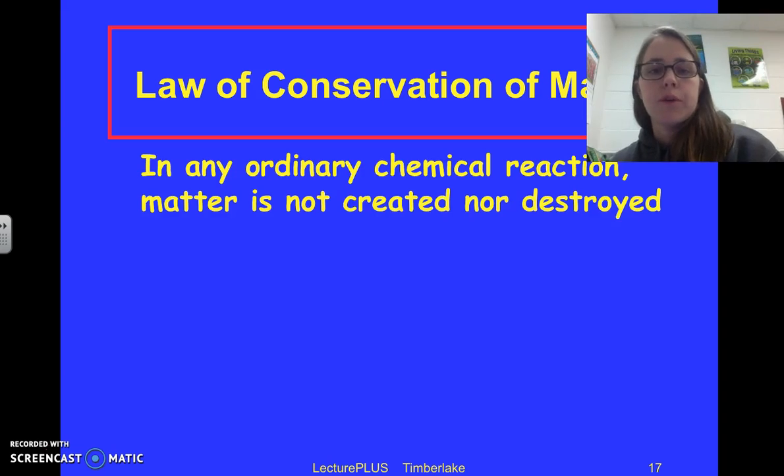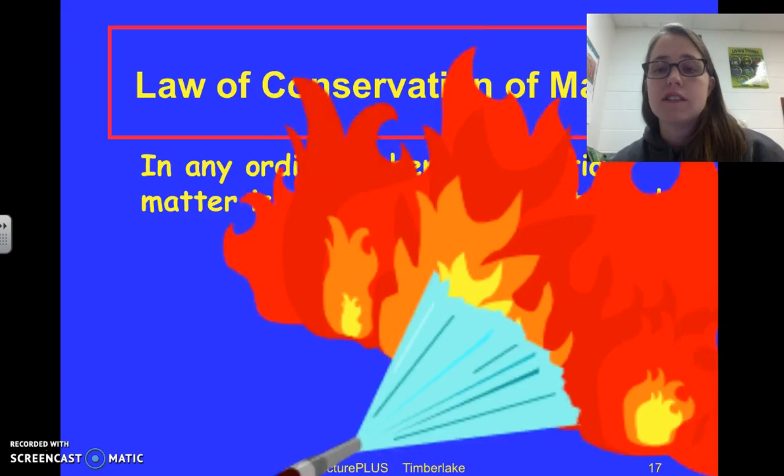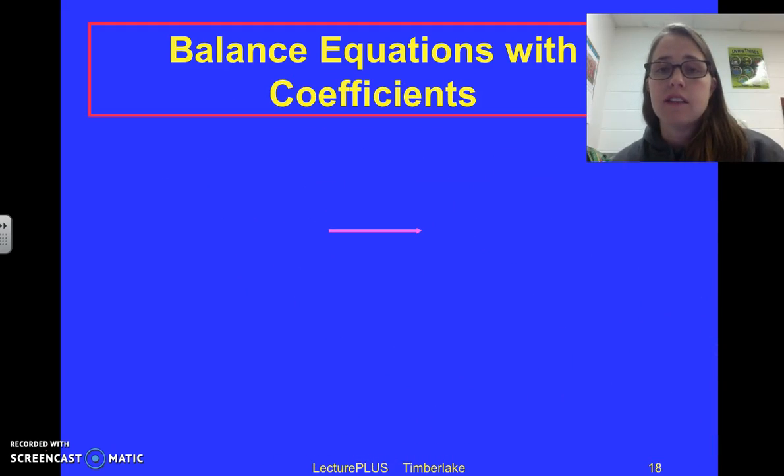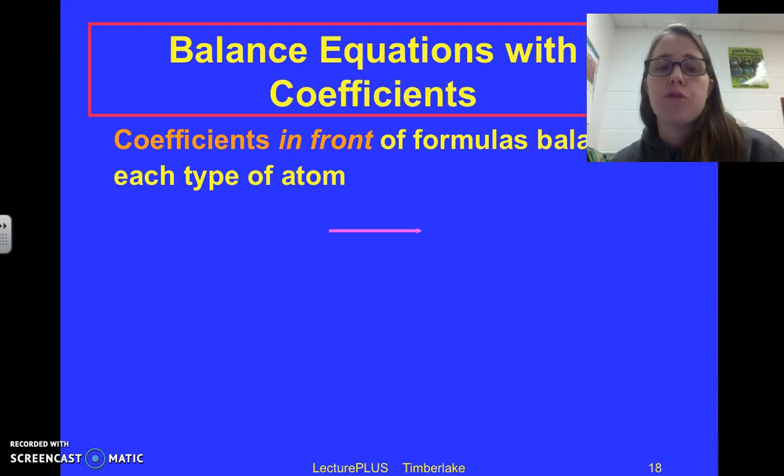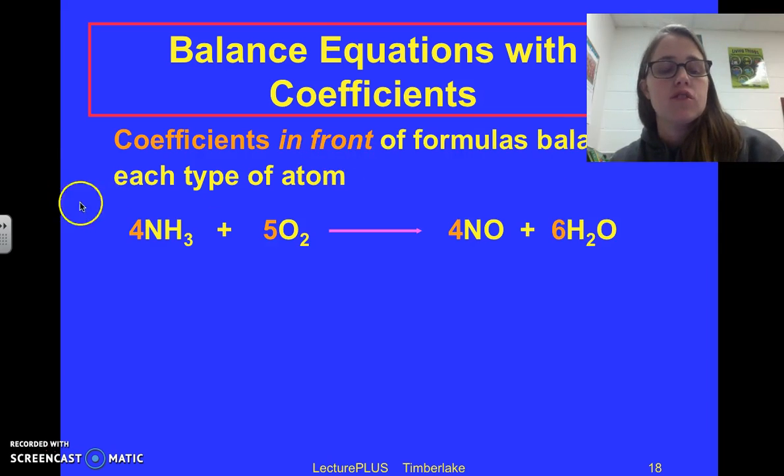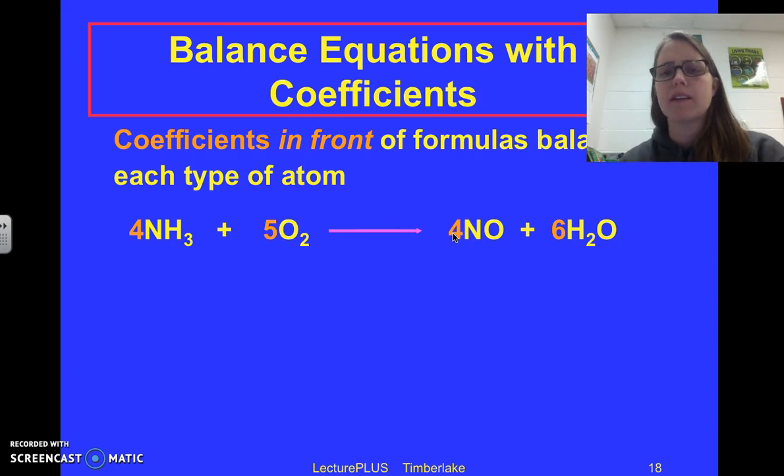Okay, so in any ordinary chemical reaction, matter is not created or destroyed, and we know that. So we balance with coefficients. So coefficients in front of the formula balance each type of atom. So when we add these coefficients, the reason why they exist in so many chemical equations is because they're usually already balanced. And if they're not already balanced, it's our job to balance them.